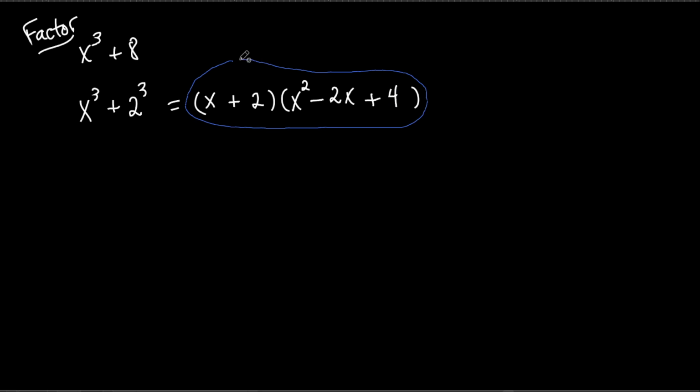All you got to do is just plug it into a formula. You got to recognize it first. Recognize that this is a sum of 2 cubes. All right? That's what you have to do. That's probably the hardest part, is just recognizing that it is a sum of 2 cubes. And what's being cubed here? Well, 2 is being cubed.